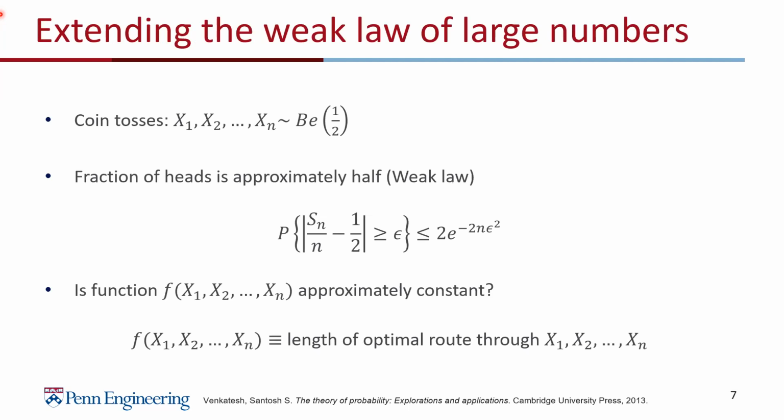This is a very strong statement which I'm making, because if you can argue that the length of the optimal route for different locations on the map is close to some constant, then minimizing that constant would also give you some direction on how to minimize the length of the route.